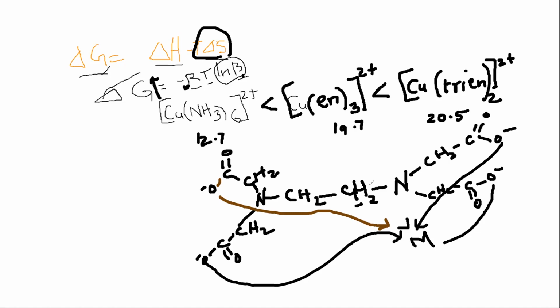The log beta values increase as the chelation, or the formation of rings, is increased by bidentate and polydentate ligands. Then we learned in this video what chelating ligands are, what chelate rings are, and how the chelate effect is explained with the help of thermodynamics.